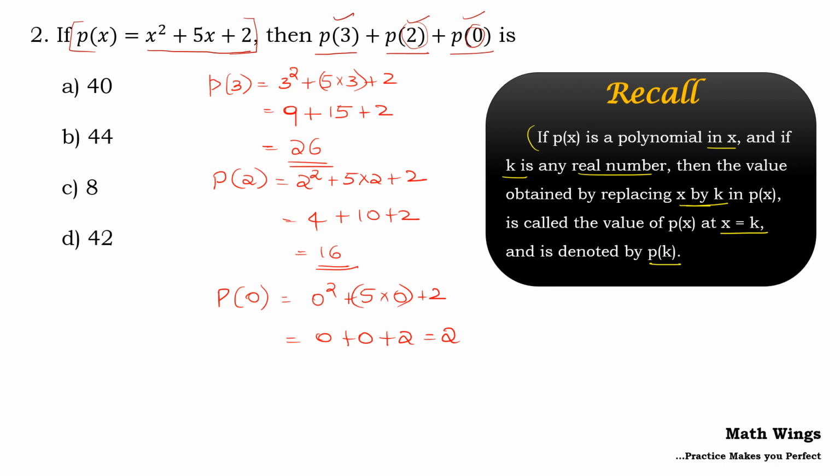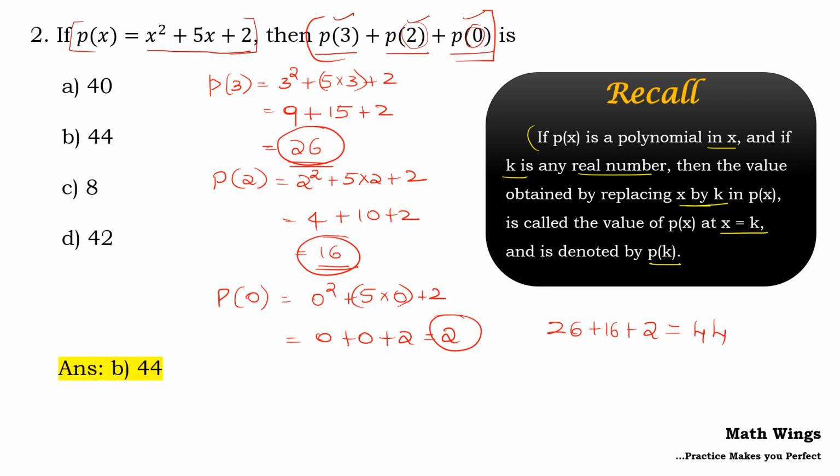Now to get the answer for the given question we have to add P of 3, P of 2 and P of 0. So this gives me the answer 44. 26 plus 16 plus 2. This gives me 44. Therefore, the answer is option B, 44. We'll move on to the next question.